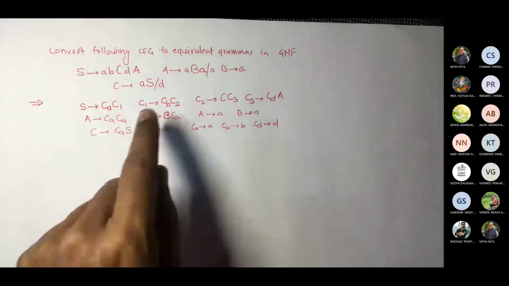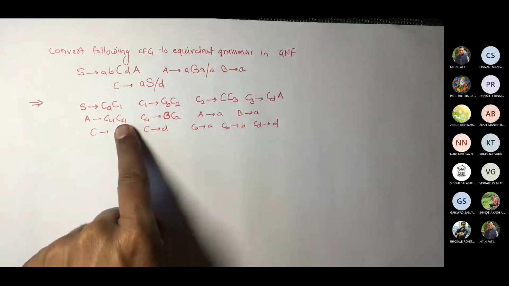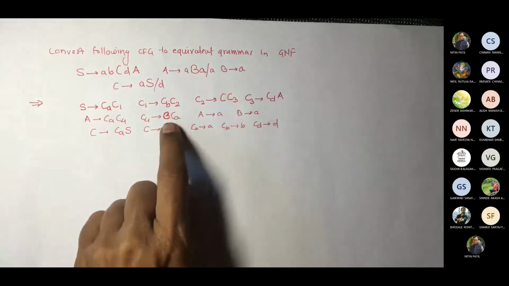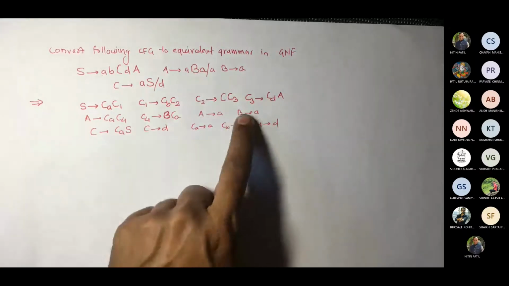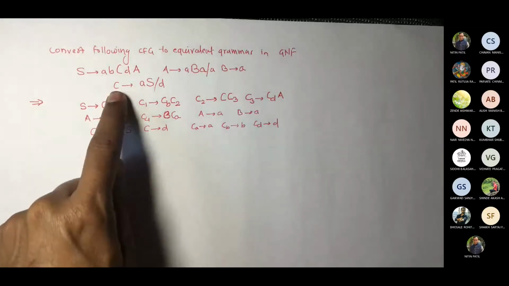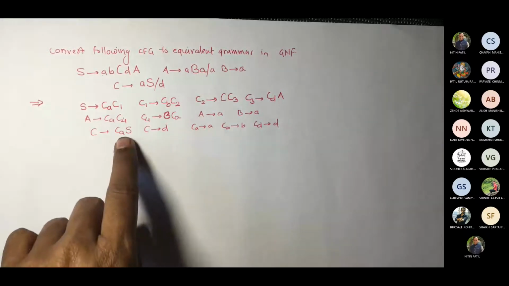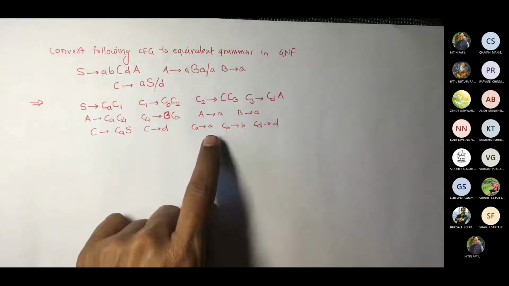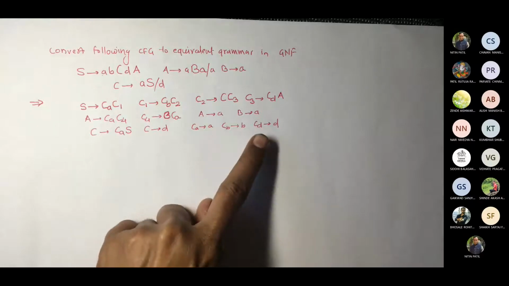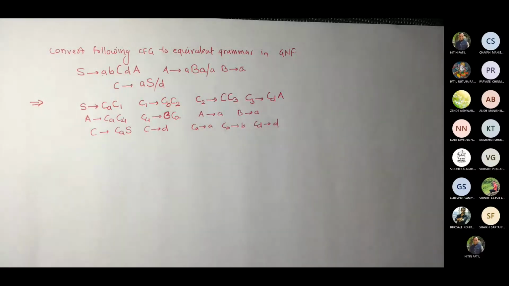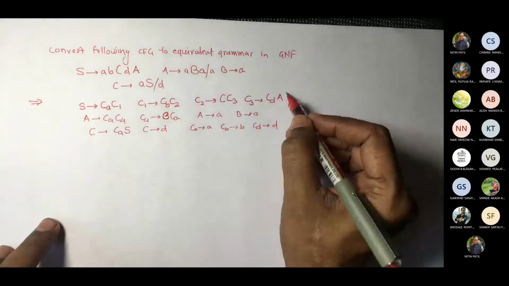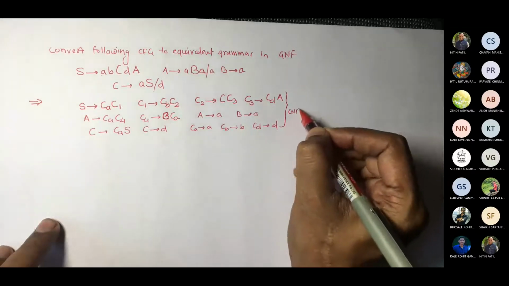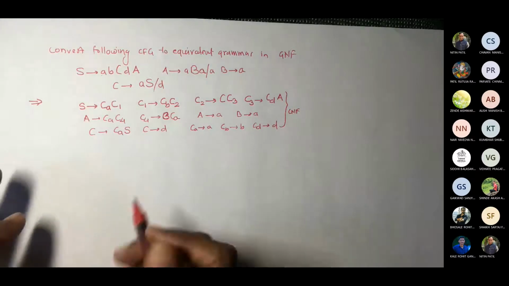For A now, CA, I am introducing C4, and C4 is B CA. So A gives A would be the production, B gives A would be the production. Now C gives CA S, and C gives D. CA gives A, CB gives B, CD gives D. Correct. So these are the productions that we got in CNF. So this is our CNF. Right. Now we have to convert to GNF.